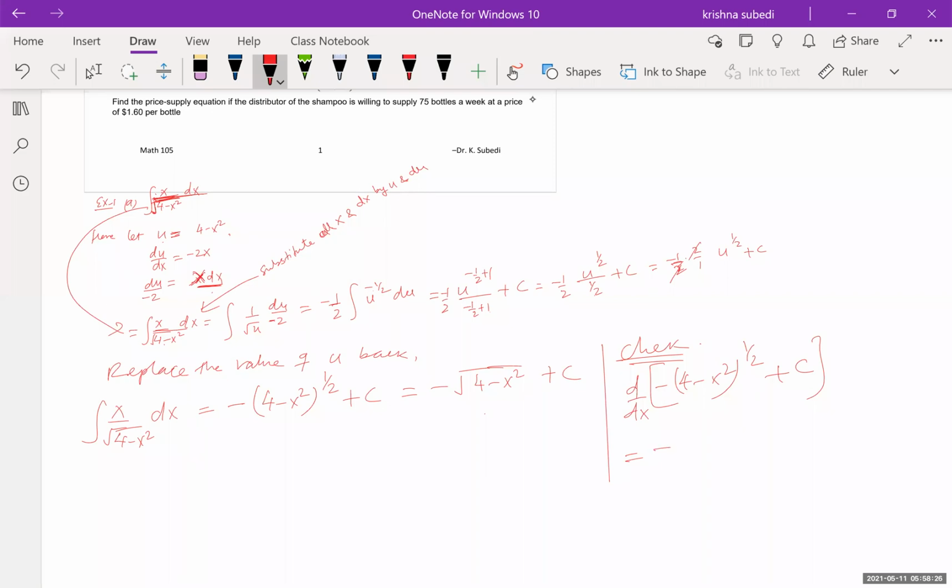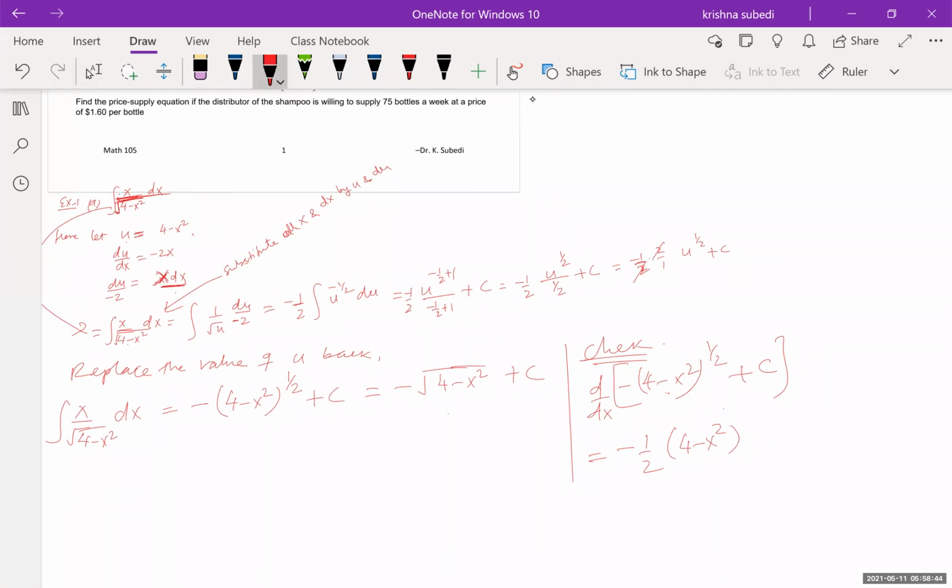That's going to give me negative. Okay, derivative of this will be negative half, times 4 minus x squared raised to half minus 1, using the chain rule. So this will be negative half, and times, you need to find the derivative inside the parenthesis using the chain rule.